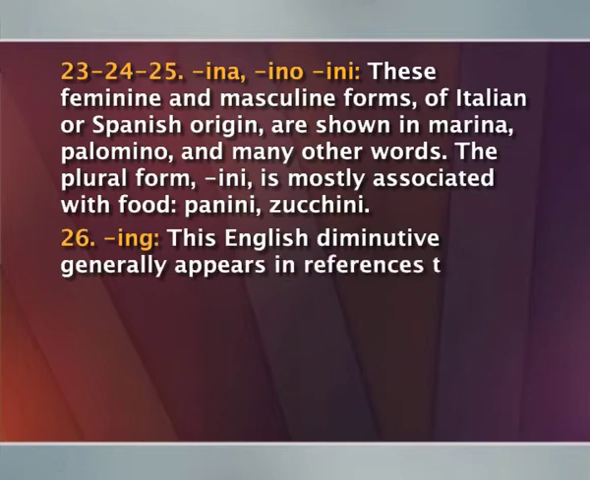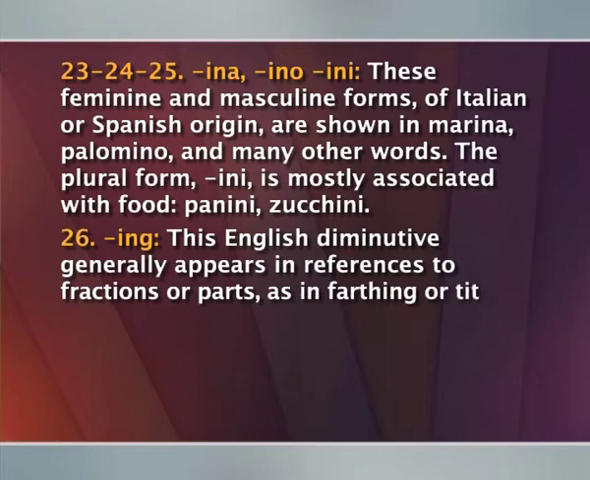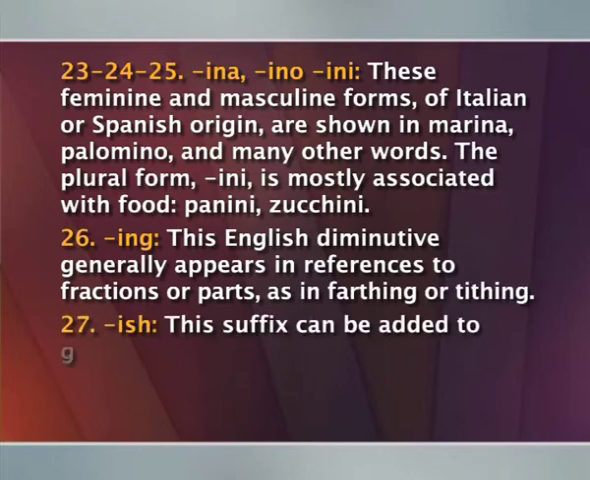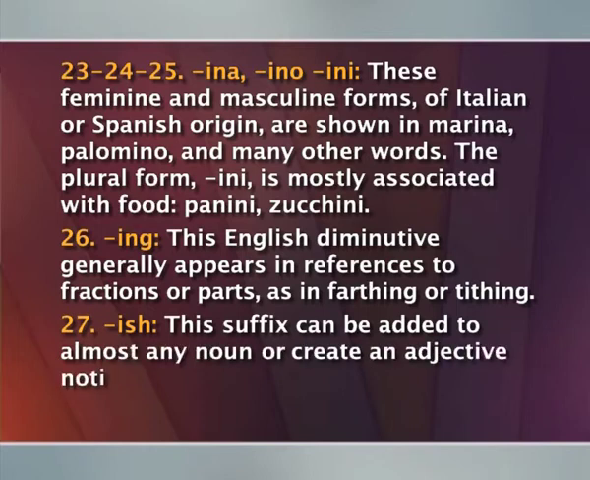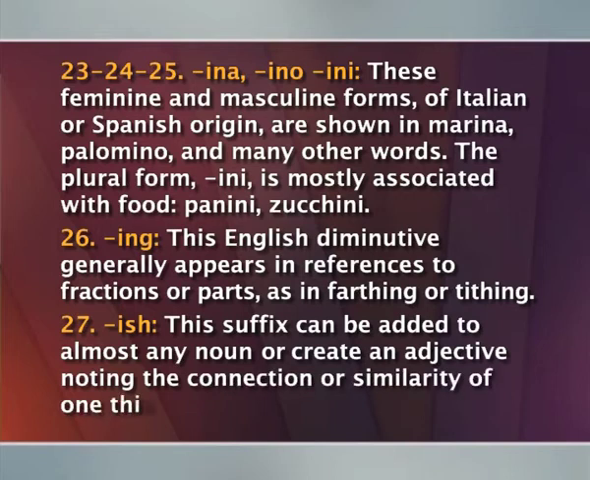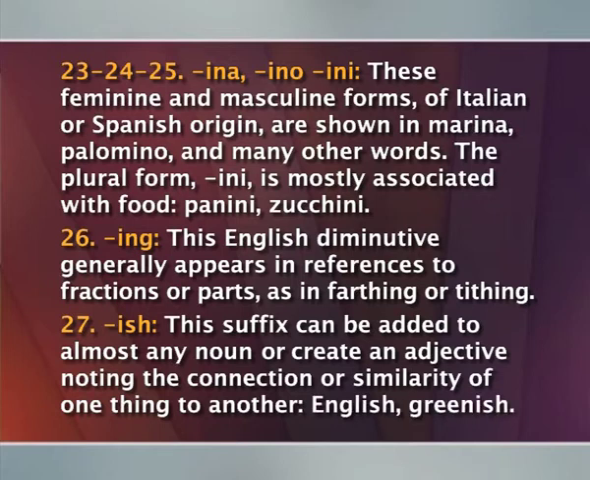26th is ing. This English diminutive generally appears in references to fractions or parts, as in farthing or tithing. 27th, ish. This suffix can be added to almost any noun to create an adjective noting the connection or similarity of one thing to another. English, greenish.